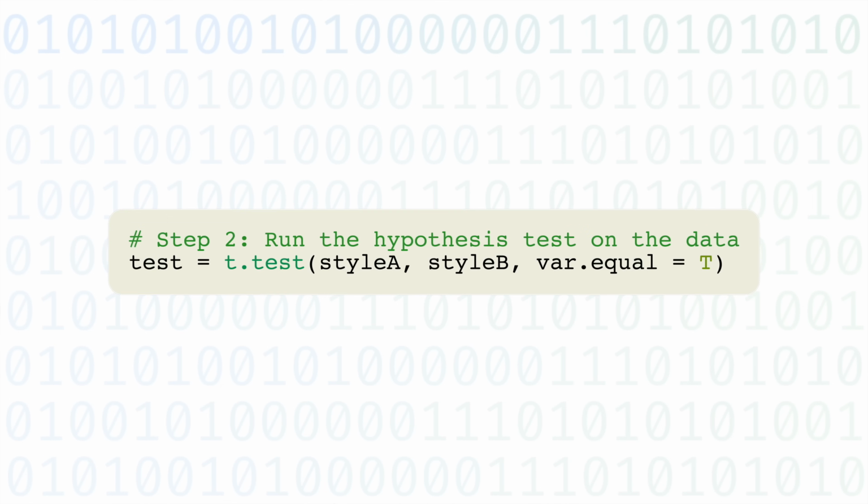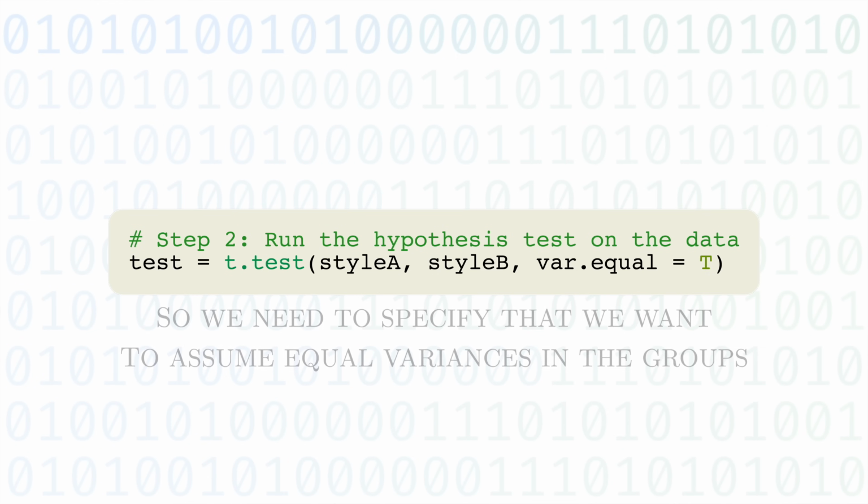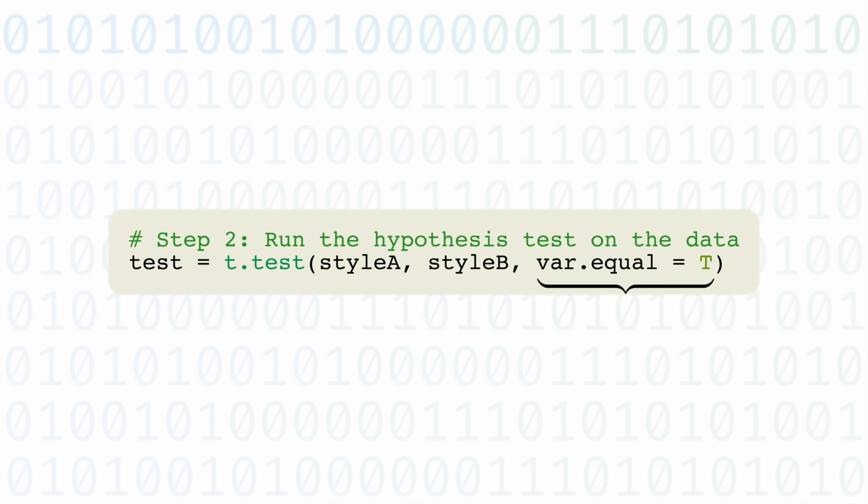Student's t-test can be implemented using the t.test function in R. By default, it uses Welch's t-test, so we need to specify in the function that we want to assume that the two variances are equal. This is done by setting the var.equal argument to TRUE.